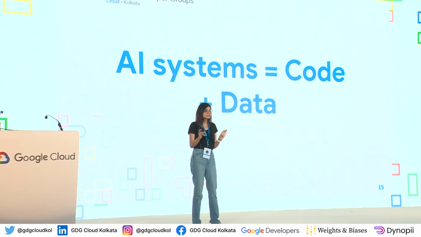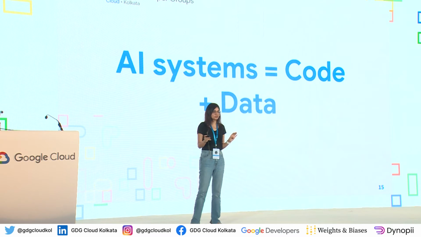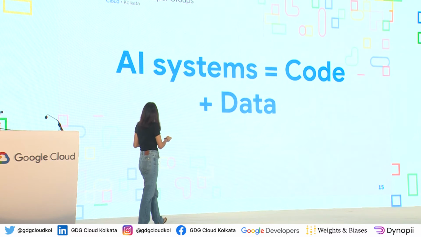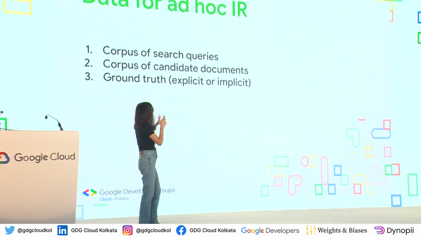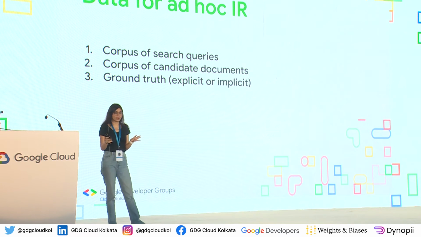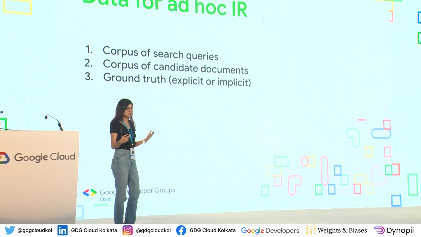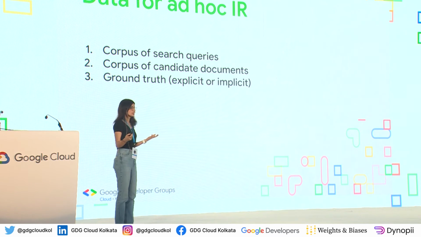But none of the AI systems in the industry are just code. They are code plus data. Data is equally important. So let's try to understand what kind of data setting is required for building ad hoc information retrieval systems like search engines.